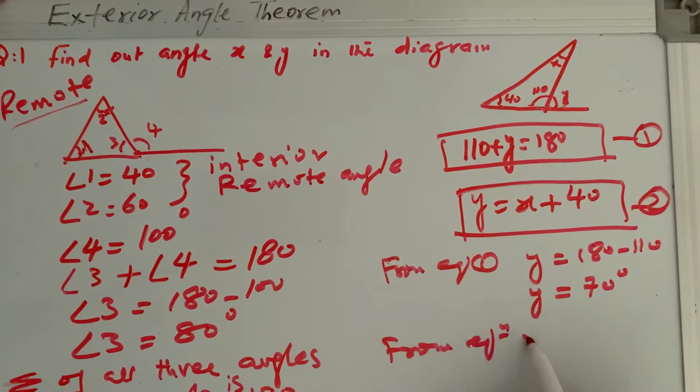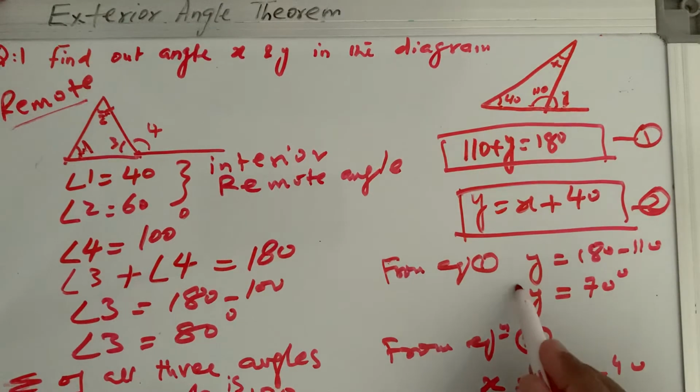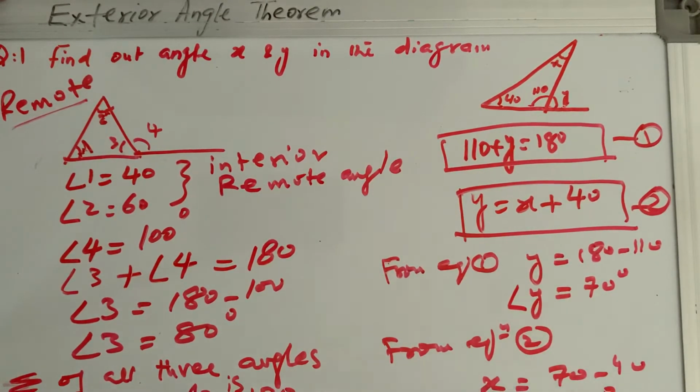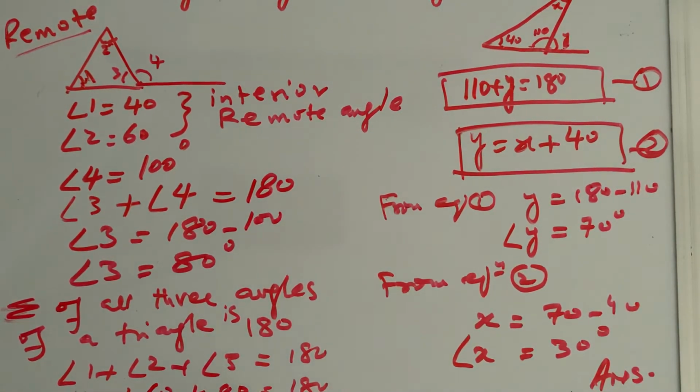From equation 2, I have x equals 70 minus 40, so x is equal to 30 degrees. So that's how I solved both x and y, which was the question: find out angle x and y in the diagram. Angle y is 70 and angle x is 30 degrees. So that's how we solve the question that was given.